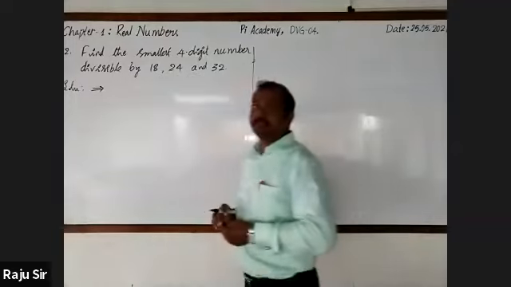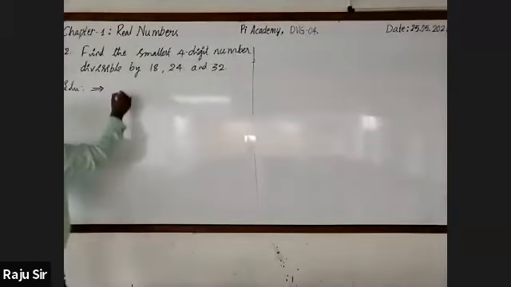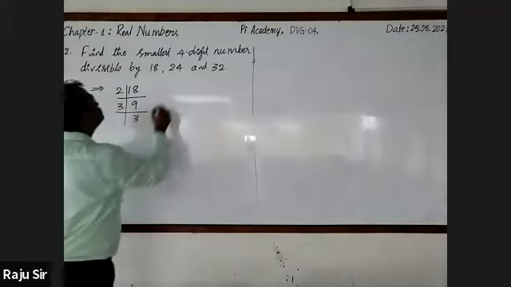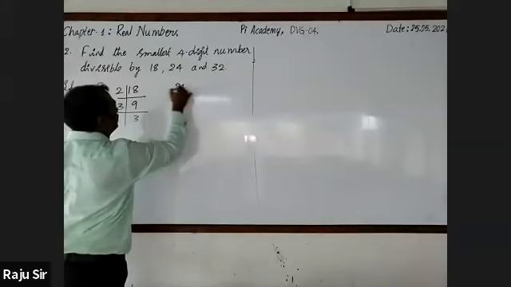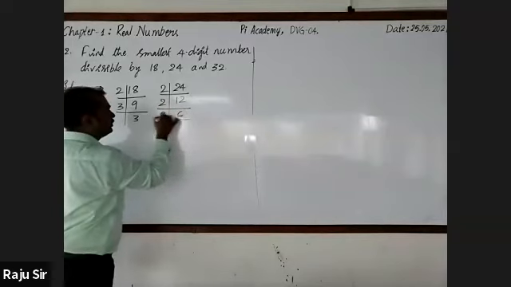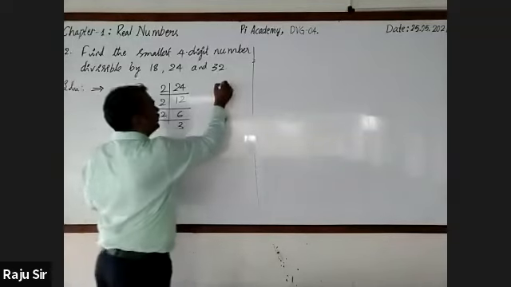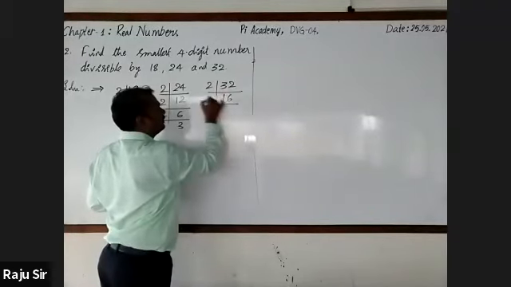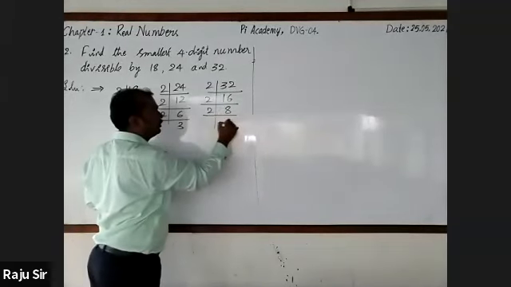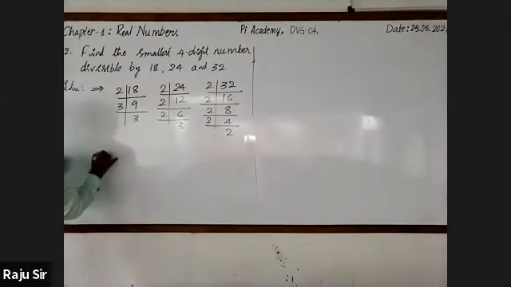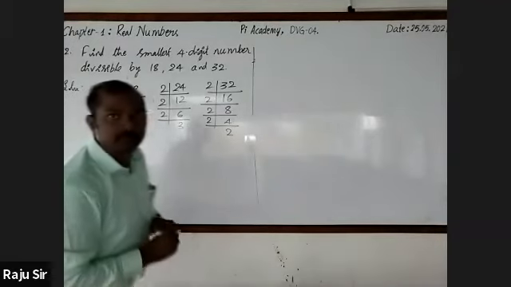These are the given numbers: 18, 24, and 32. Directly go for finding their prime factorization. For 18, 2 9s are 18, then 3 3s are 9. Next, take 24: 2 12s are, 2 6s are, 2 3s are. For 32: 2 16s are, 2 8s are, 2 4s are, 2 2s are. Hope that you have got the same.